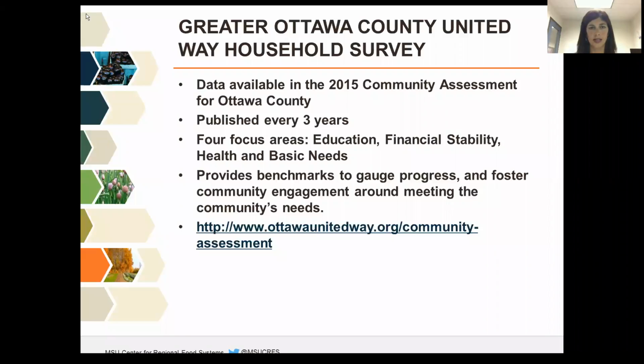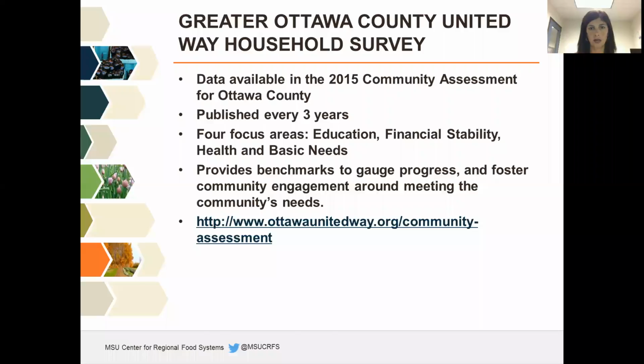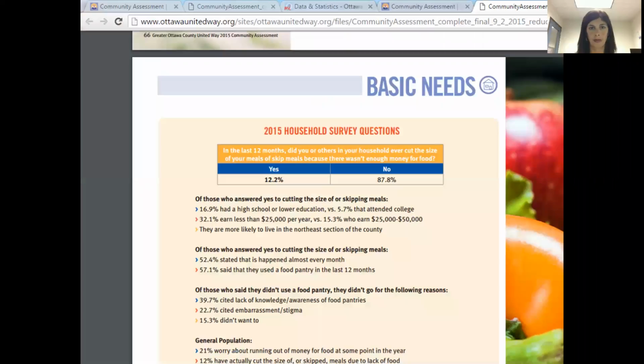And there's one example that I want to show you of a question they include. So one thing they did ask in 2015 was, over the past 12 months, did you or others in your household ever cut the size of your meals or skip meals because there wasn't enough money for food? So this was really helpful for us in terms of having some data related to food insecurity in Ottawa County.